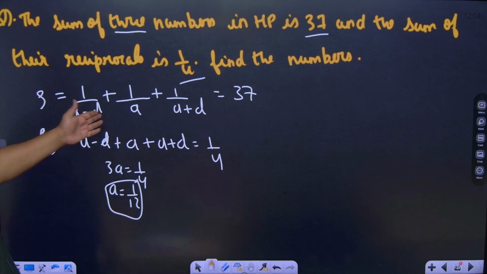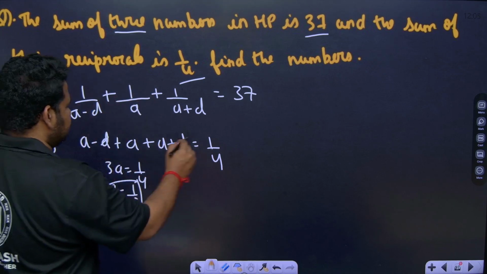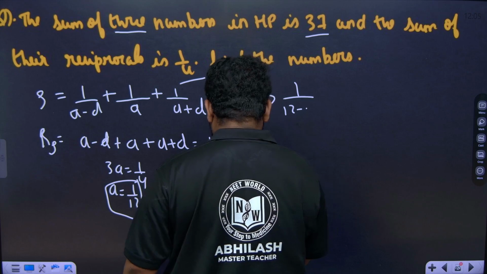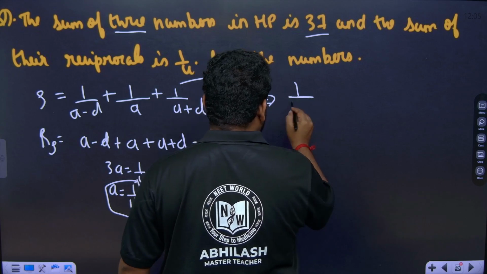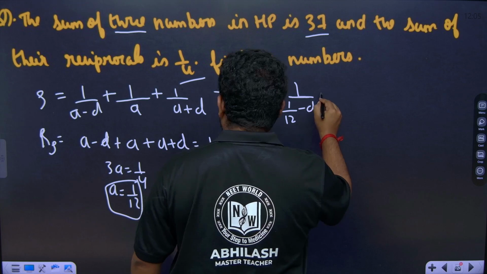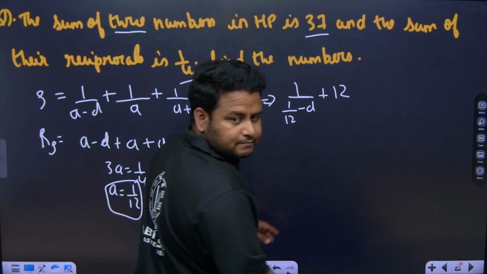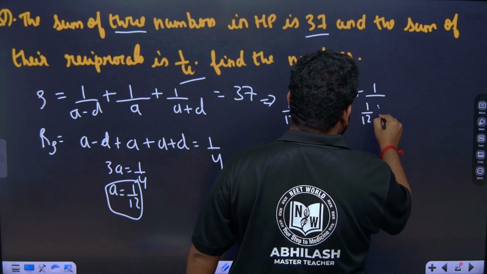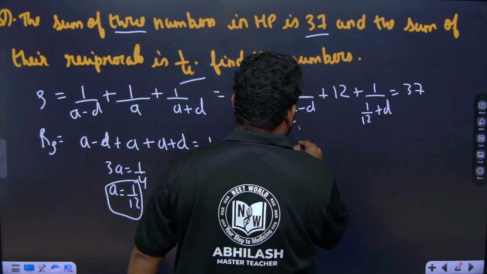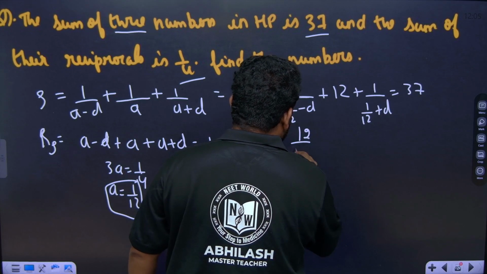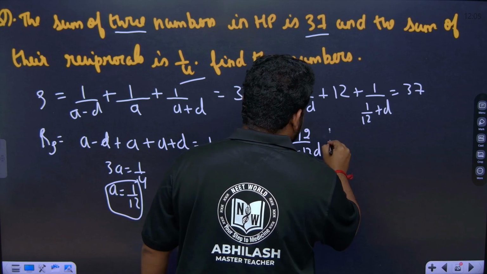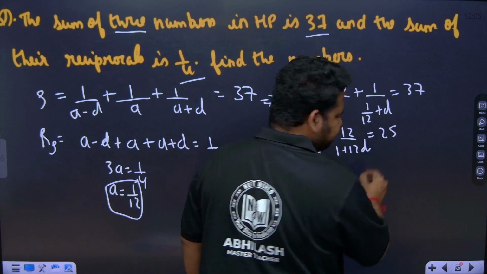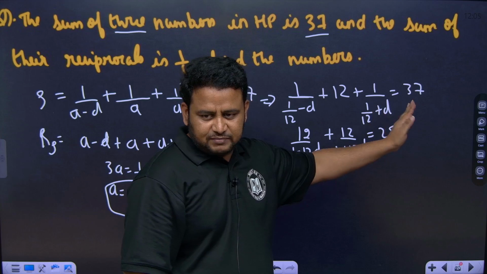Now if you put the value of a here, we will get the value of d. Let us do that. A is 1 by 12, so this will be 1 by 12 minus d, plus 12, plus 1 by 12 plus d, is equal to 37. So 12 will come up: 1 by 1 minus 12d, plus 1 by 1 plus 12d, is equal to 25, because 37 minus 12 is 25.